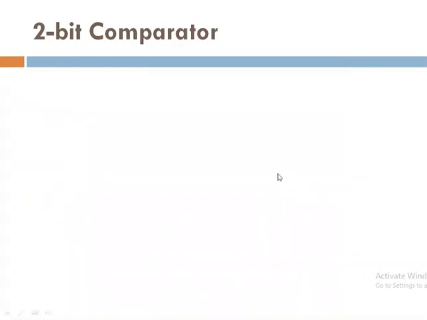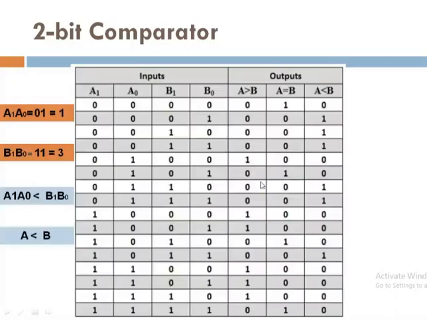Again, it's a combinational circuit. So the first step is to design the truth table, then calculate the reduced equation with the help of a k-map. How many k-maps? There are three output variables, or three output columns, so we require three k-maps. But which type of k-map do we require? If you observe, the input has 4 bits, so we require the 4 variable k-map.